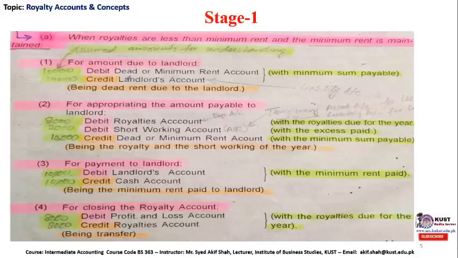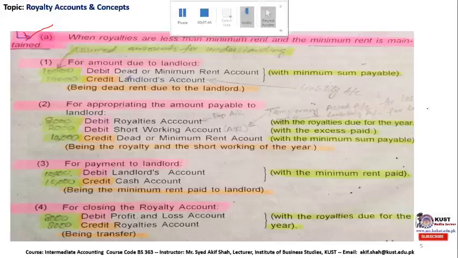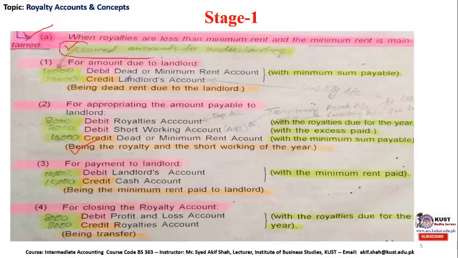This is stage number 1, and condition number one (A) states that when the royalties are less than the minimum rent and the minimum rent is maintained. This is the first condition. Under this condition, let us assume a case in order to explain different accounting entries. Generally, we have to record 4 different types of entries for each royalty case. When the minimum rent has to be maintained, we have 4 different entries. Let's discuss these one by one.